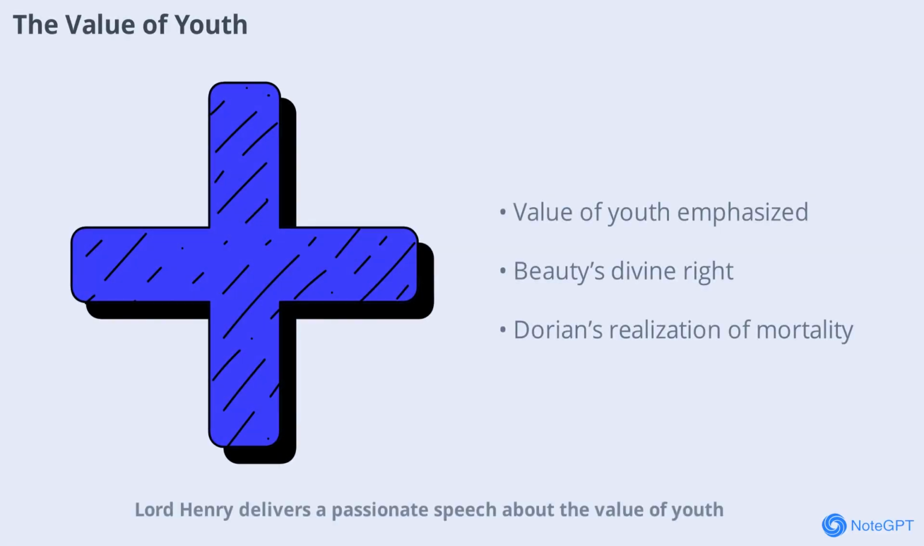Lord Henry delivers a passionate speech about the value of youth, urging Dorian to realize his potential while he still possesses beauty and vitality. He warns that youth is fleeting and that time will eventually rob Dorian of his charm. The speech is filled with vivid imagery, comparing beauty to sunlight and moonlight and emphasizing its divine right of sovereignty. Dorian listens, open-eyed and wondering, as the reality of his mortality sinks in. This scene captures the allure and tragedy of youth, setting the stage for Dorian's desperate wish for eternal beauty.